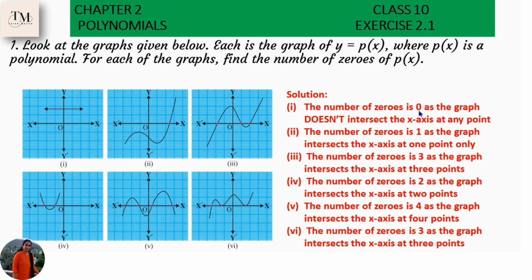The number of zeros is 0 for the first graph, since it is a straight line parallel to the x-axis. So it doesn't meet the x-axis, and there are no zeros. In the second one, it is 1. Third one, it is 3. Fourth one, it is 2. Fifth one, it is 4. And for the sixth one, it is 3.